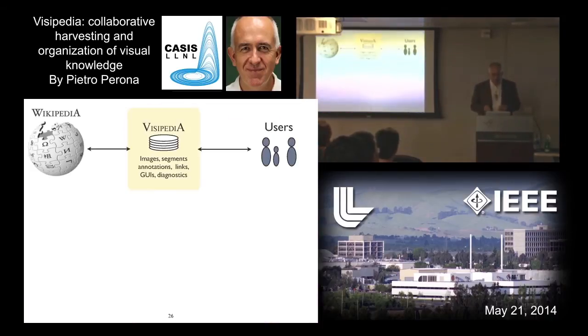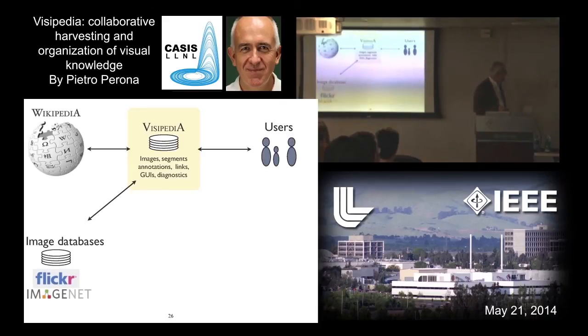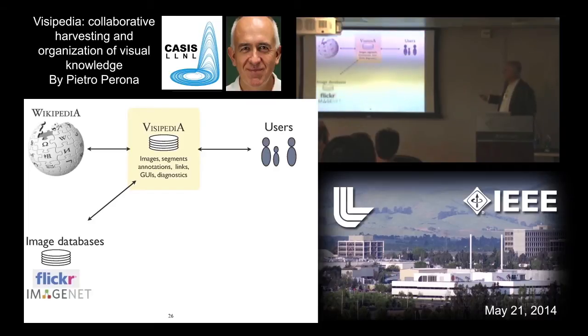Okay, so just to have an overall picture of what's going on, here is Wikipedia or whatever body of word knowledge we have, and here are the users who are asking questions. And so we would like to build this centralized clearinghouse that is able to map visual queries to knowledge, and it's able to manage a number of different resources.